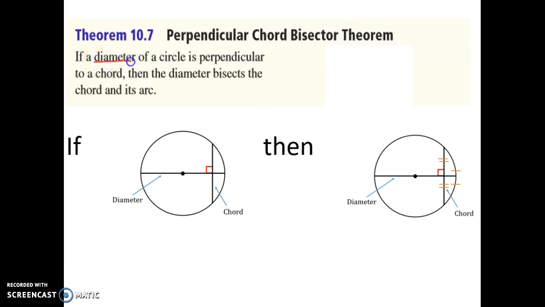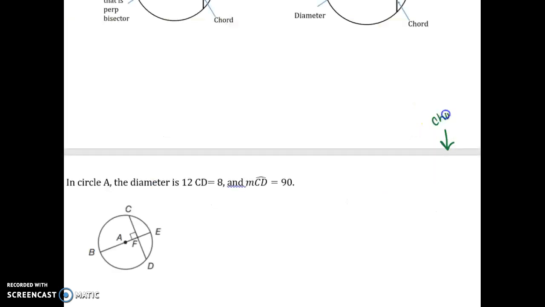It says if the diameter of a circle is perpendicular to a chord, then the diameter bisects the chord and the arc. So sometimes it helps to see it in pictures. If a diameter is perpendicular to a chord, then the chord is bisected.